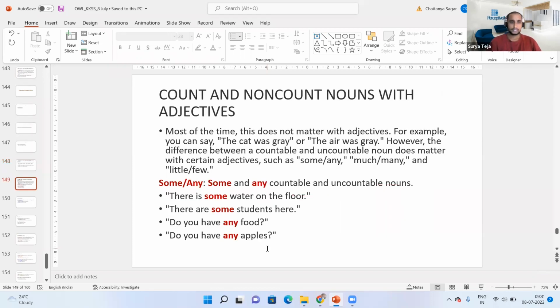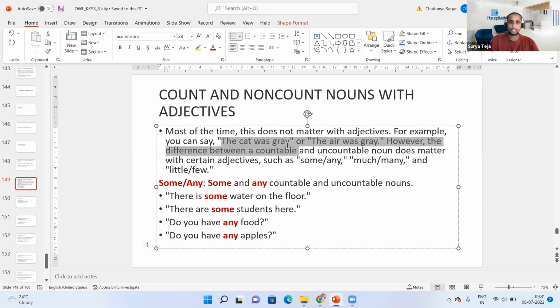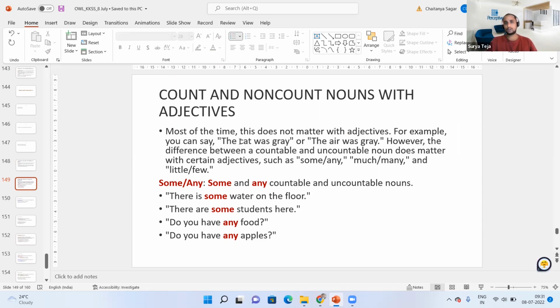So we'll see some count and non-count nouns with adjectives here. Usually in most cases, as we know, an adjective's main job is to highlight the noun. It qualifies the noun. It gives more adequate information about the noun so that we can understand the context or what the noun is. In this example, the cat was gray. So basically it is talking about the cat.